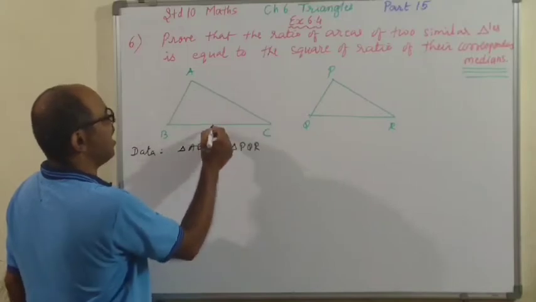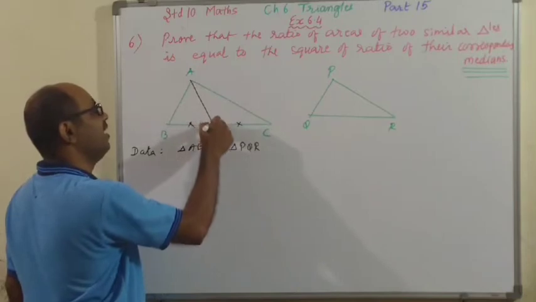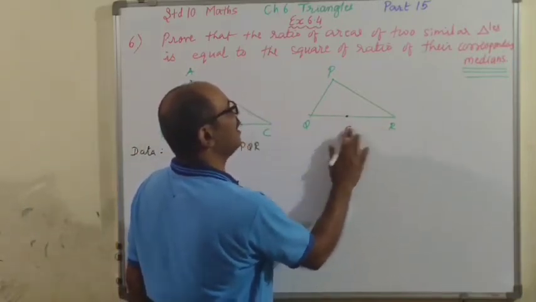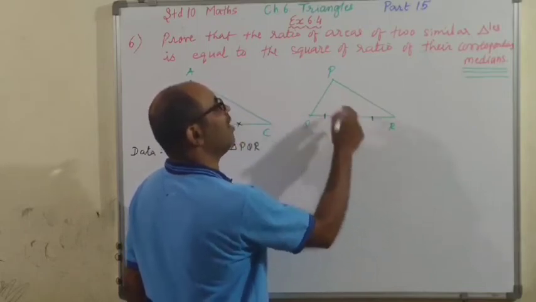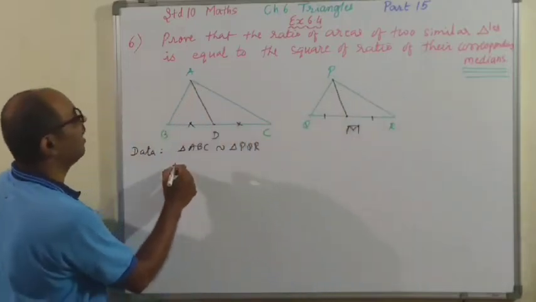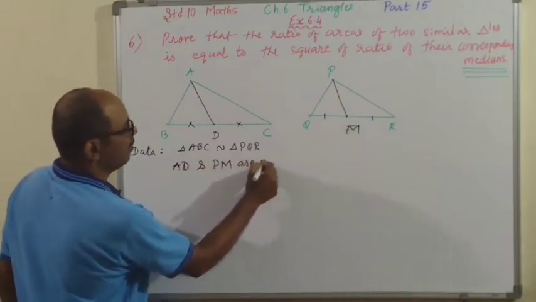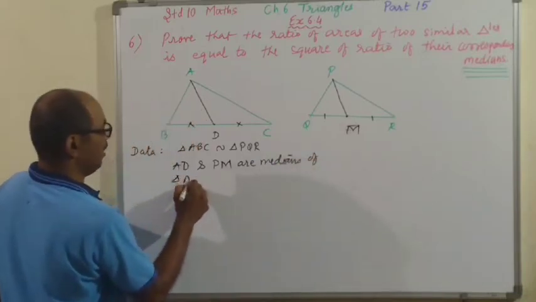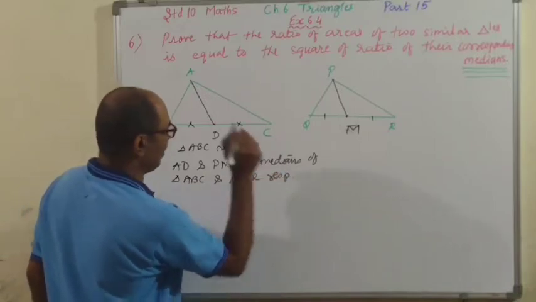If I take A and this point is D, the midpoint of BC, then AD is median. उसी तरह, this is Q. Let's take M. Normally we take M. All right. So QM equal to MR. So PM is median because medians are required. Data में लिख देते हैं. AD and PM are medians of triangle ABC and triangle PQR respectively.